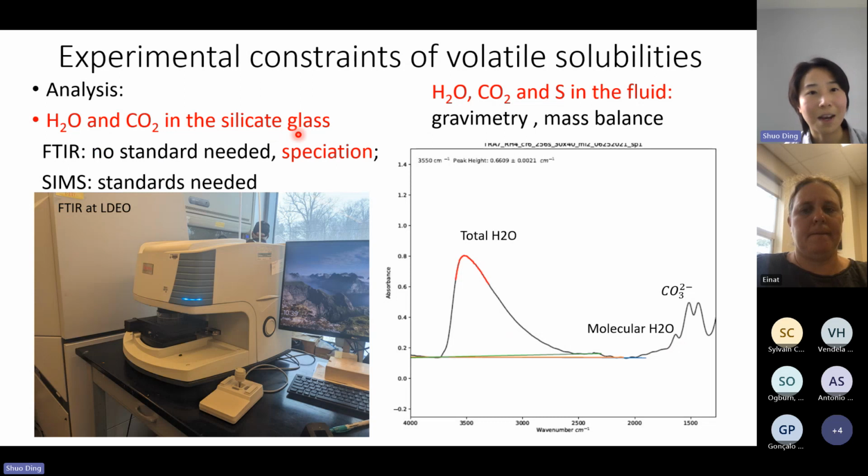And then let's go back to the experiments. Experiments do not only tell us the solubility, which is how much is dissolved in the glass. They can also tell us how much was actually present in the fluid phase. If we know in total how much we put into the experiments, and the whole experiment is a closed system, we can constrain how much volatile goes into the fluid by using mass balance, or using direct measurement by gravimetry. This is particularly good for water.